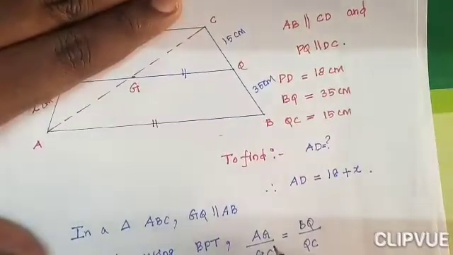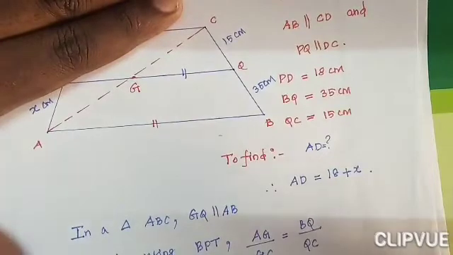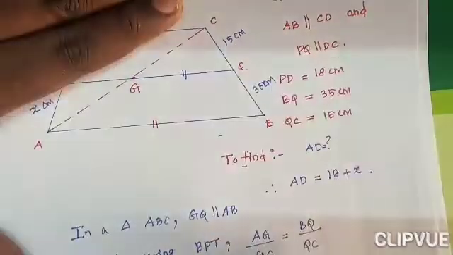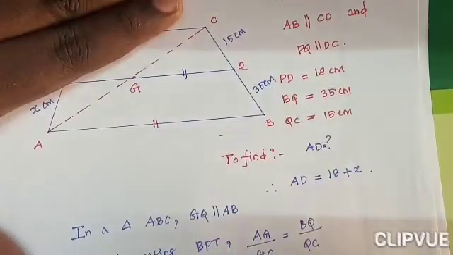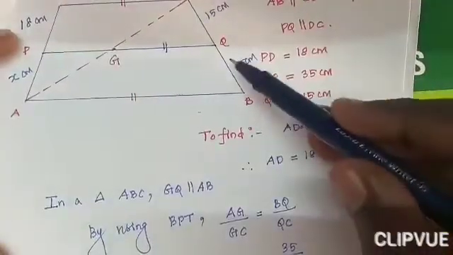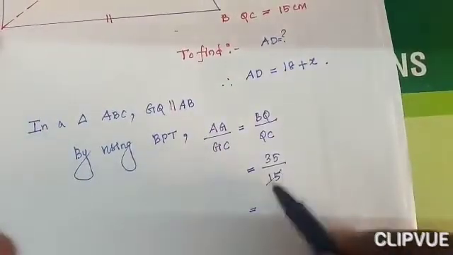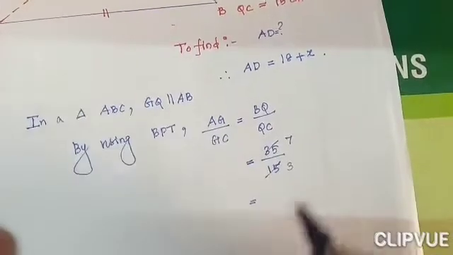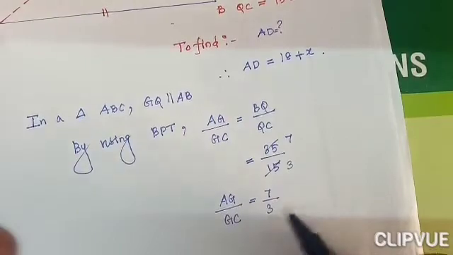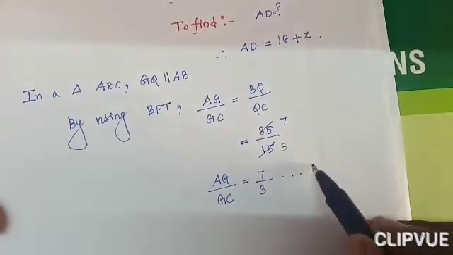Okay, so AG, A to G value we do not know, and BQ value we know. What is BQ? B to Q is equal to 35 divided by Q to C is equal to 15. Listen, B to Q is equal to 35 and Q to C is equal to 15. So 35 by 15. If you cancel by 5, 7 times, here 3 times. So AG by GC is equal to 7 by 3. Consider this as 1.